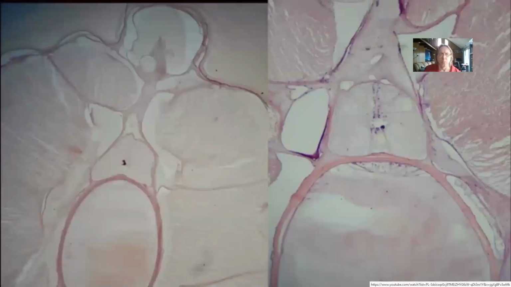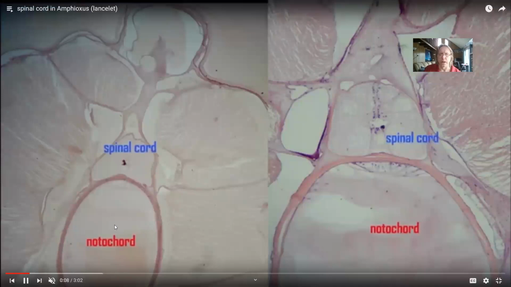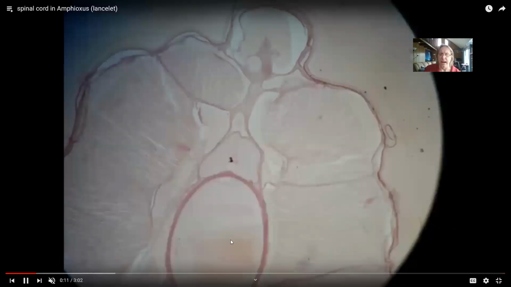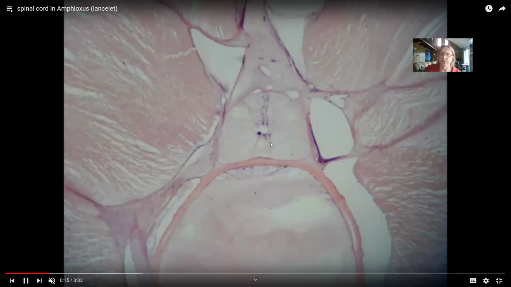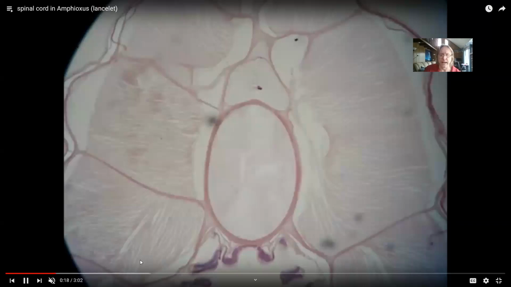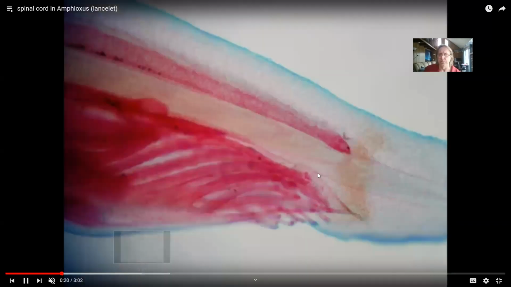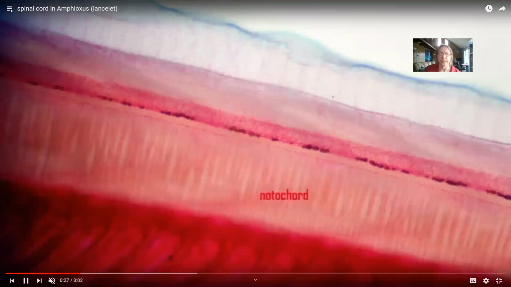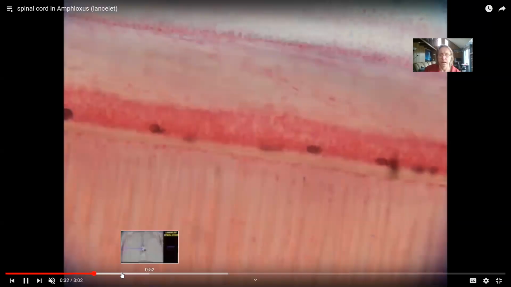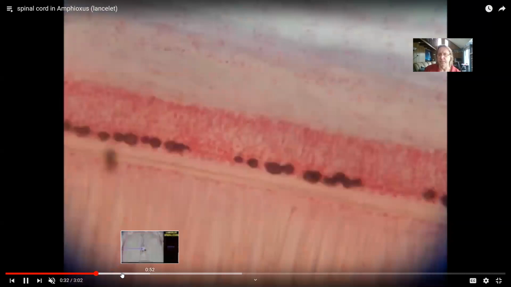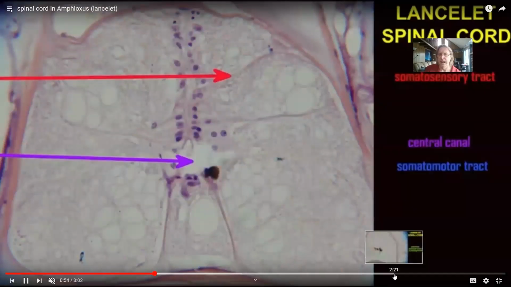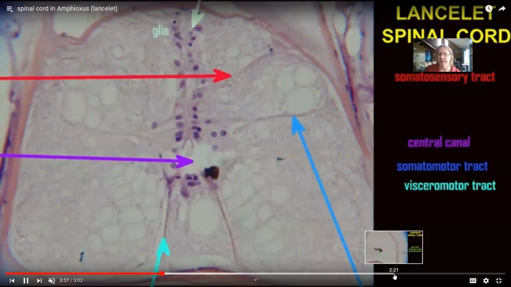I end this then with pictures of the spinal cord of the lancelet, Amphioxus. There's the notochord. Here's the spinal cord over it. It is hollow. There is a central canal, but no obvious gray and white matter, as you can see. So there's the notochord here. Here is the spinal cord above it. It is hollow. And so, I just go through some of the aspects of the lancelet spinal cord here.